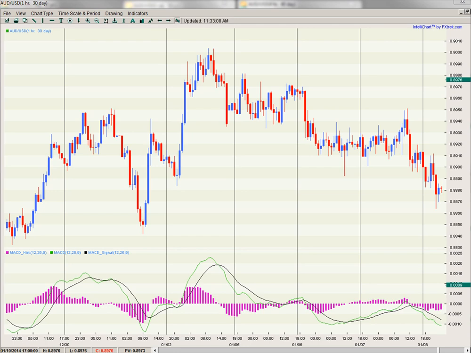Some people have asked me, what would be an ideal trade setup? What would you want to see? And so I thought I might go through that for this week and show you what I consider to be an ideal trade setup. It's on the Australia-US dollar pair. And let me explain what I mean by ideal.